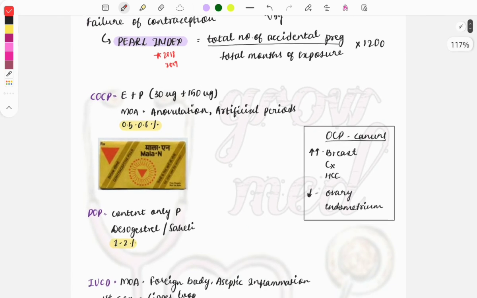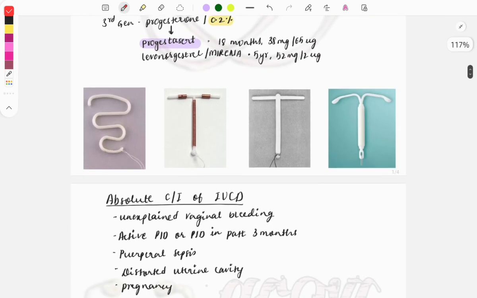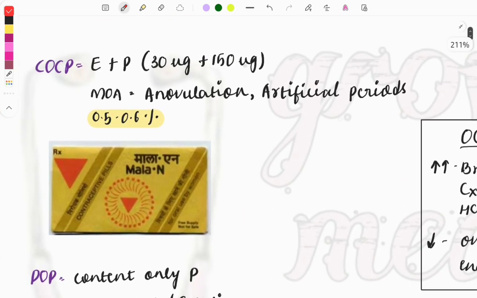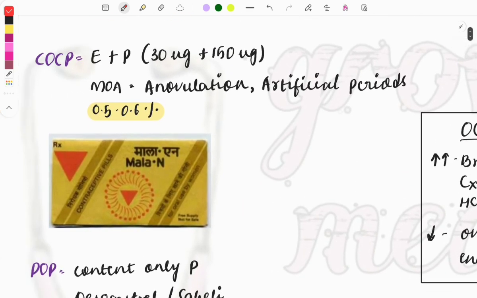Then there are various methods of contraception, and we will have a look at each of them now. The first one is the combined oral contraceptive pills. Combined oral contraceptive means two components are there, estrogen and progesterone. If you have an idea of the menstrual cycle, it is mainly based on two hormones, estrogen and progesterone.